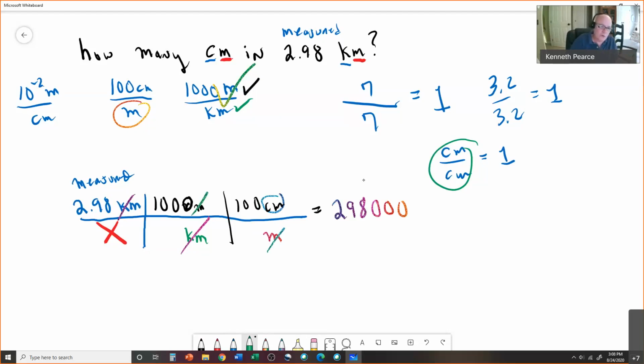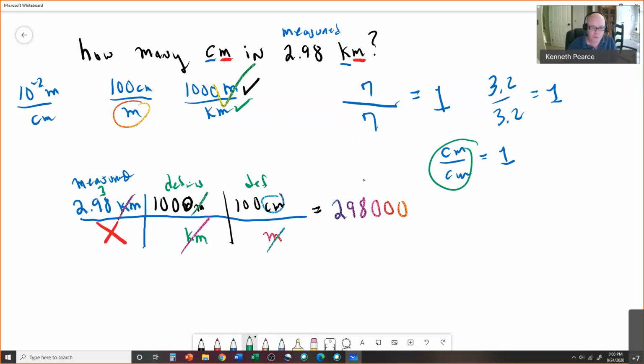Okay, 298,000. And now we have to do significant figures. And we go over here and we see we have 3 significant figures here. This is a defined, metric relationship, so it doesn't count. Same thing over here. This is also defined, so it doesn't count as significant figures. It's a defined metric relationship. And so our answer should have 3 sig figs.